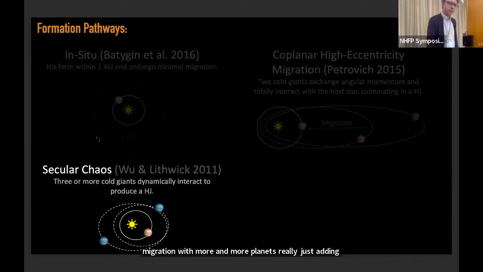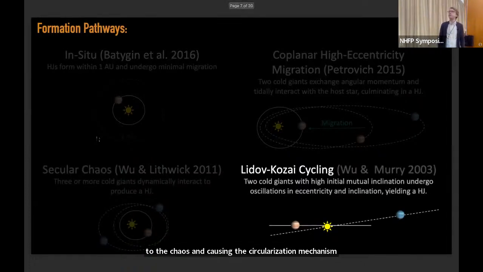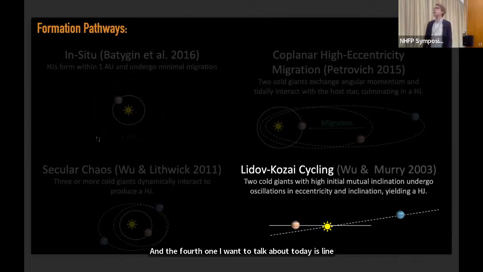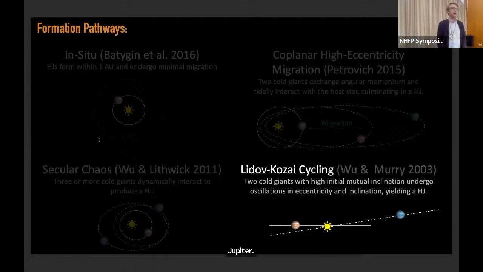And the 4th one I want to talk about today is Lidov-Kozai quasi-cycling. And this is an interesting mechanism where you have some offset between these 2 planets, the cold Jupiter and the soon-to-be hot Jupiter. And there's this quasi-cycling where you're exchanging eccentricity and inclination.